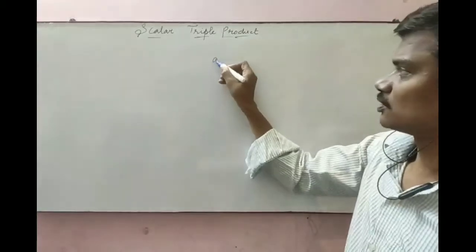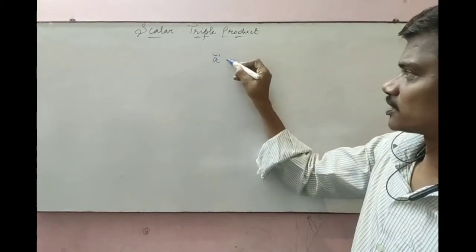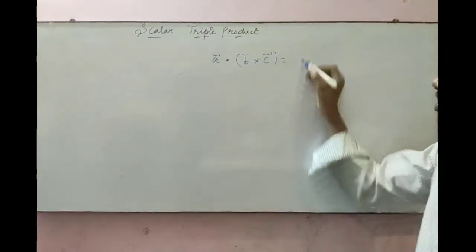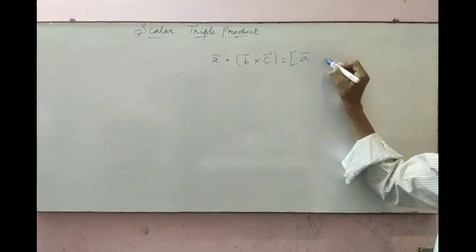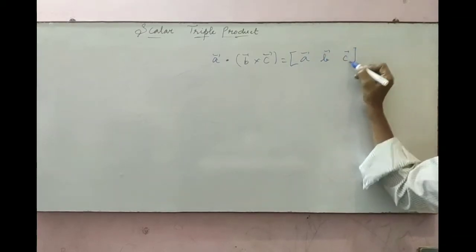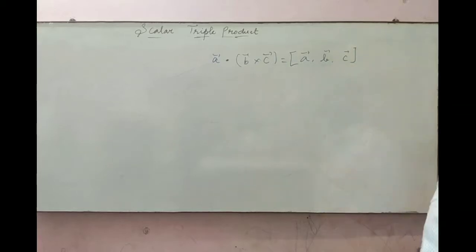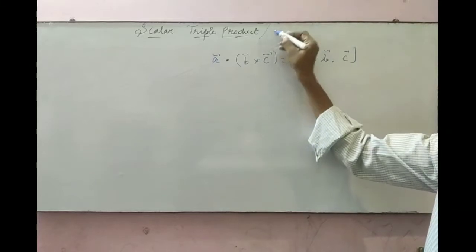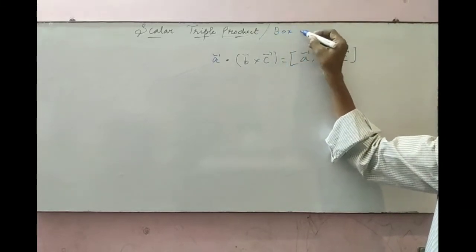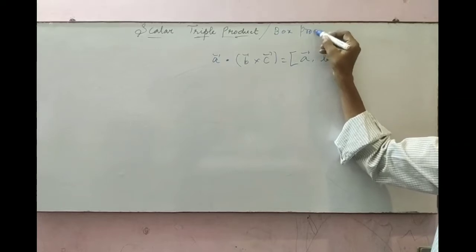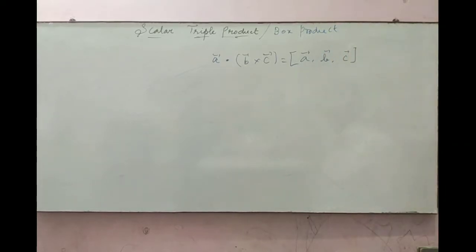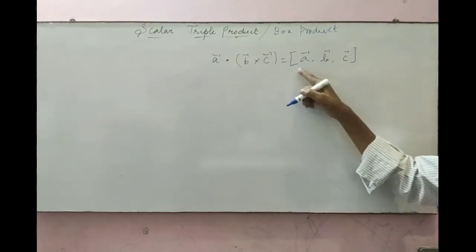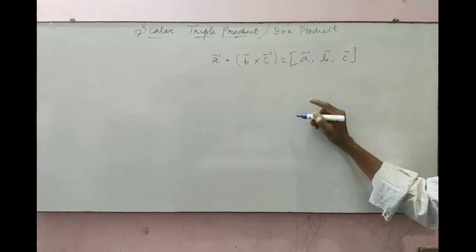How will you find the value of the scalar triple product A dot B cross C? It can also be written in the form of box product A, B, C. Within the square bracket, you can write the three vectors A, B, C simply using commas or without using commas. Scalar triple product is also called the box product. So you have to write this in the square bracket, and within that you write A, B, C.